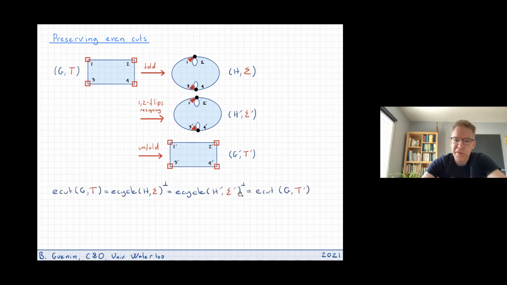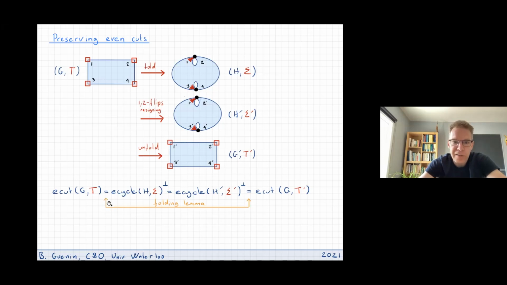And it's not hard to see. This is the entire proof. So let me just go through that entire proof here. So, right, on the left, I have even cuts of G, T. On the right, I have even cuts of G prime, T prime, right? And what do I have in between? Well, I did folding and unfolding, right? And so this is the folding lemma, right?